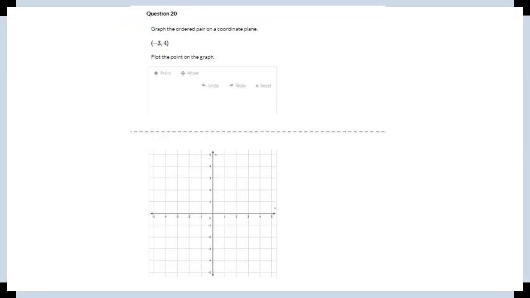Okay, -3, 4. So the first part, I've got to start at 0, 0. And I'm going to move to the left to -3. And then up to +4. And that's my point there.